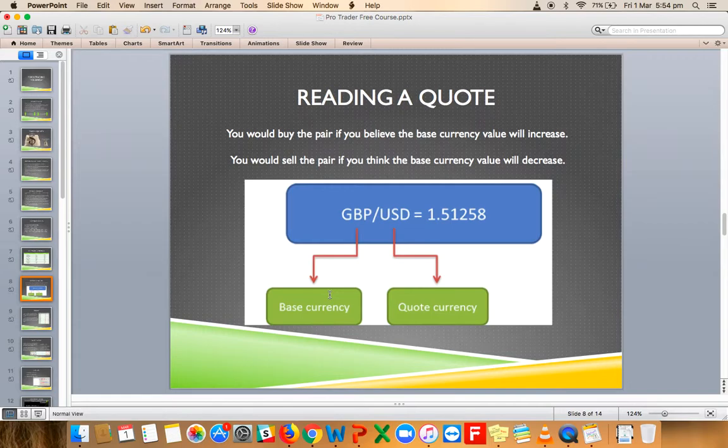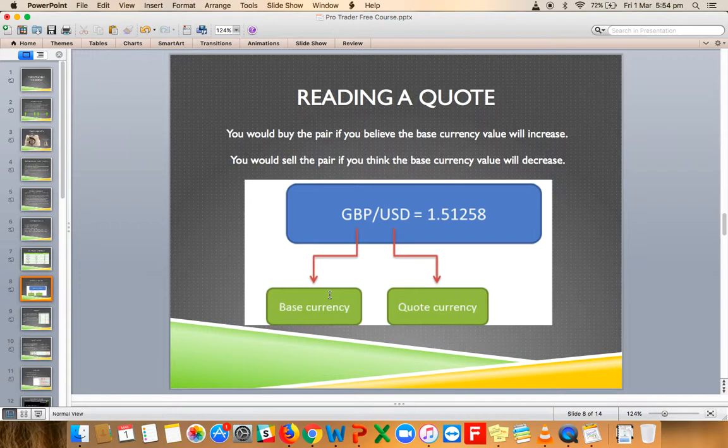When you see things like GBP USD, you see a value next to it. For instance, what you have here is 1.51258. Now, I need you to understand something. The currency on the left is usually referred to as the base currency, while the currency on the right is referred to as the quote currency. What does this mean? It means that 1 GBP is equal to 1.51258 United States dollars.